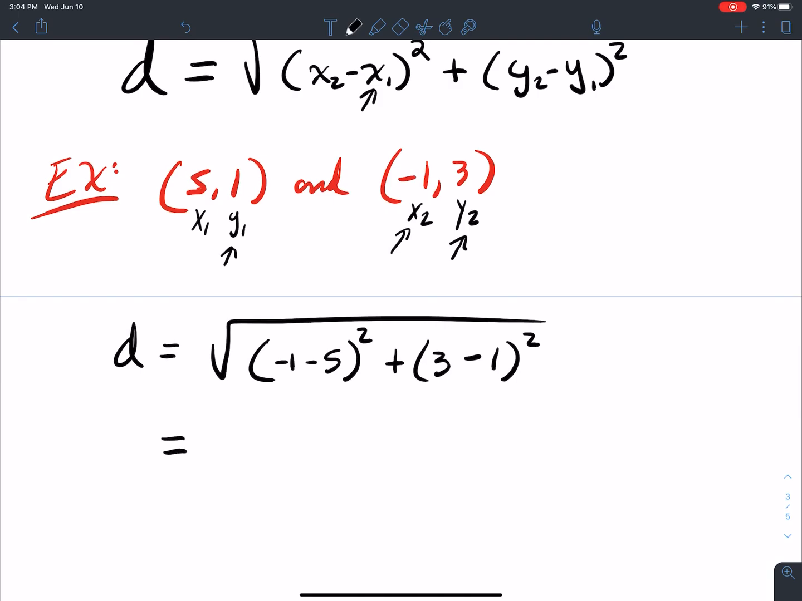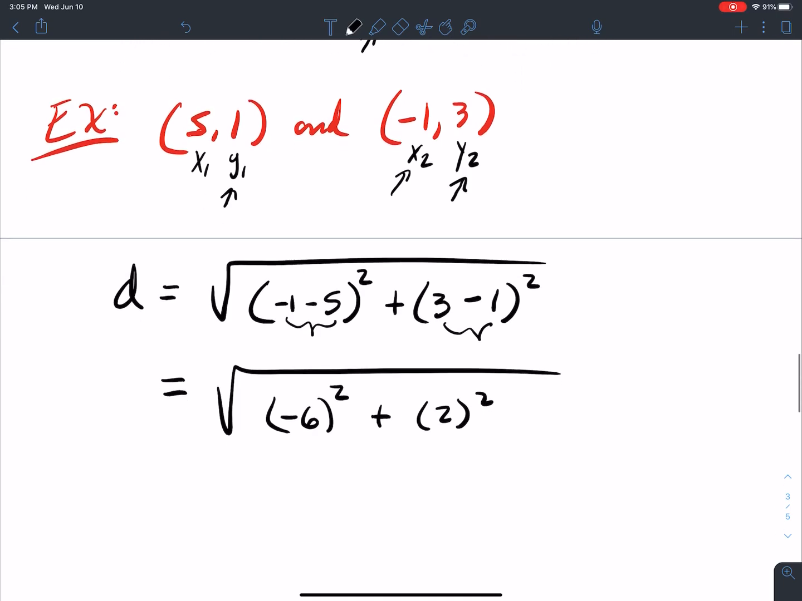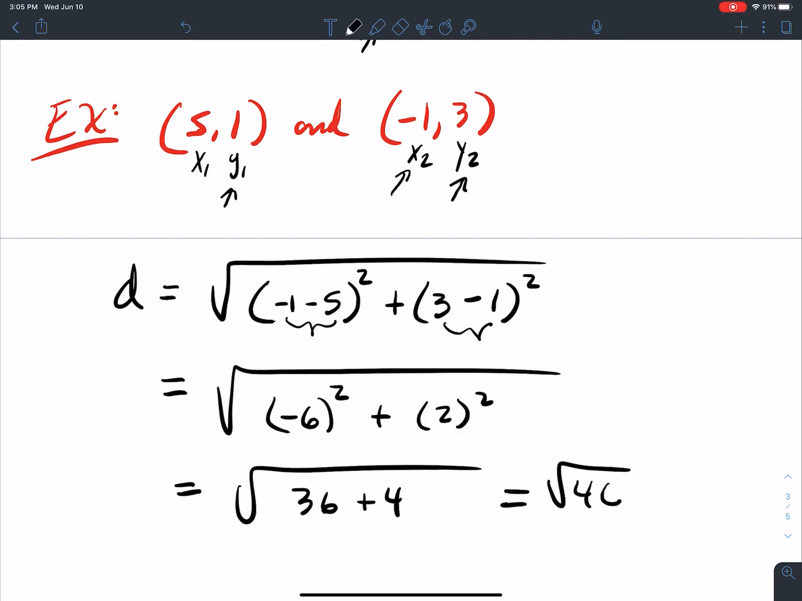Now I simplify. Minus 1 minus 5 is minus 6 squared. 3 minus 1 is 2 squared. Minus 6 squared is 36, and then 2 squared is 4. So this is the square root of 40.